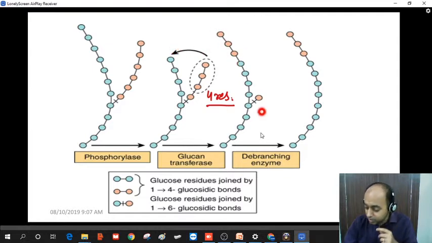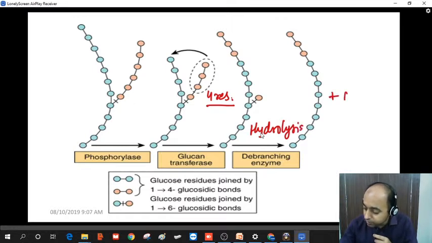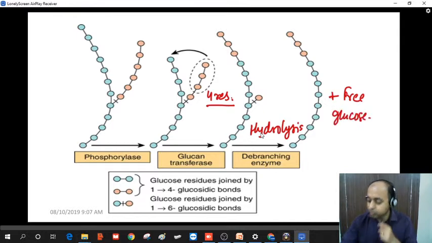So what you're left with is only the branch site. The branch site is cleaved by the debranching enzyme. Remember, the reaction which is occurring here is hydrolysis, and you get the free glucose. This glucose is not phosphorylated. What you get is the free glucose.